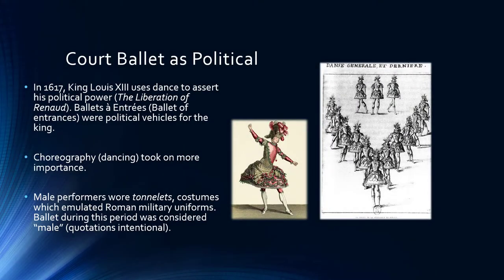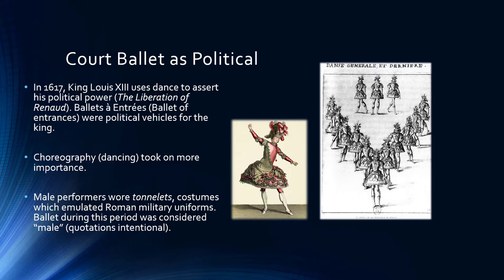Okay, moving briefly into the 17th century, court ballets continued to use danced interludes as a kind of changing visual display, but began to become even more political in terms of how the king was represented. For example, in 1617, King Louis XIII danced as the Demon of Fire in a production called The Liberation of Renaud, which really gave him prominence and a sense of power both as a character in the performance and as a ruler. And because of the king's central place in the performance, the choreography also took greater precedence.